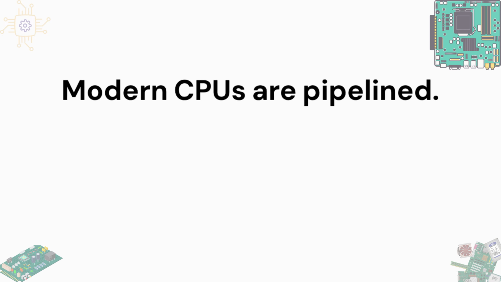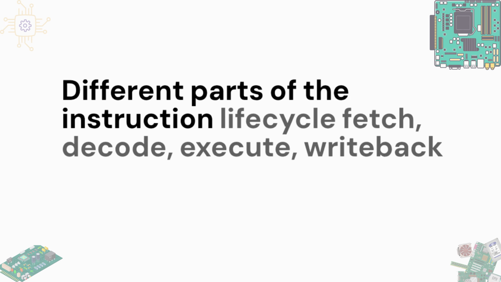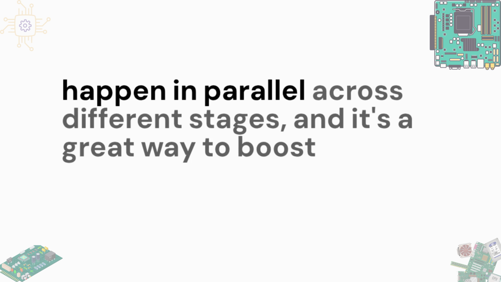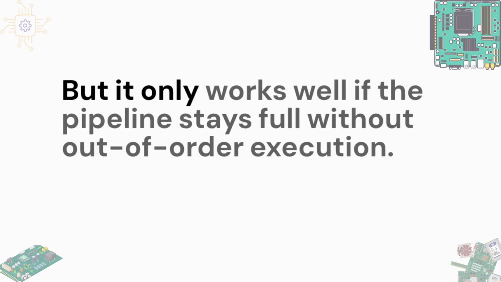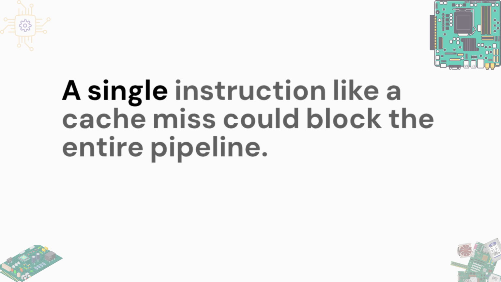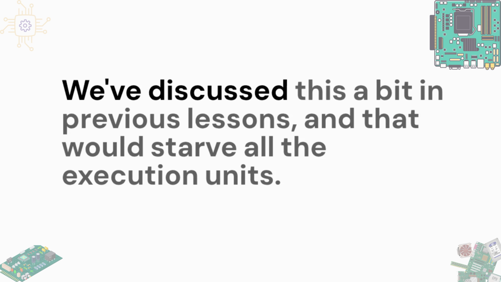Modern CPUs are pipelined. Different parts of the instruction lifecycle, fetch, decode, execute, write back, happen in parallel across different stages. It's a great way to boost performance, but it only works well if the pipeline stays full. Without out-of-order execution, a single slow instruction like a cache miss could block the entire pipeline. We've discussed this a bit in previous lessons, and that would starve all the execution units.